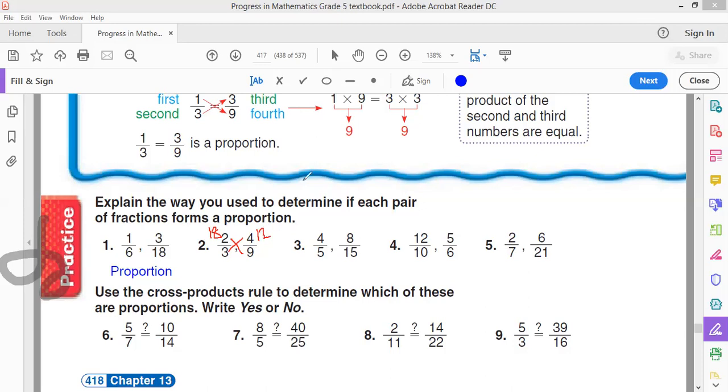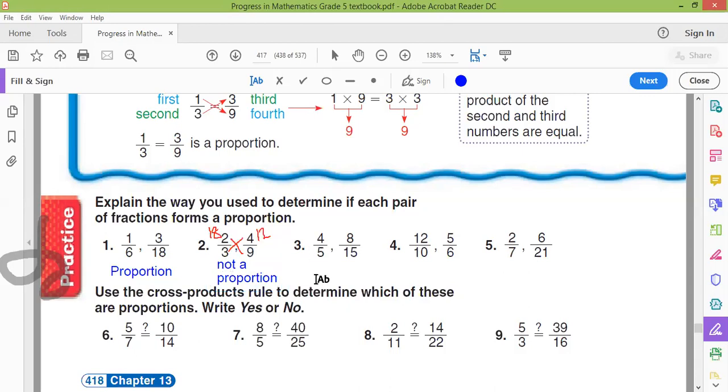Right here down, not a proportion. Next one is Omar.